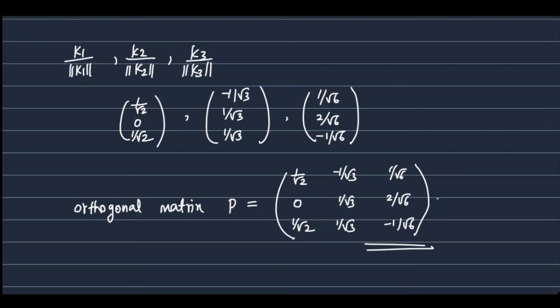So if the eigenvalues are distinct, we can find the orthogonal matrix P from the given matrix A in the following way.